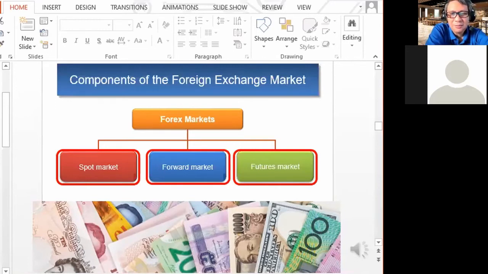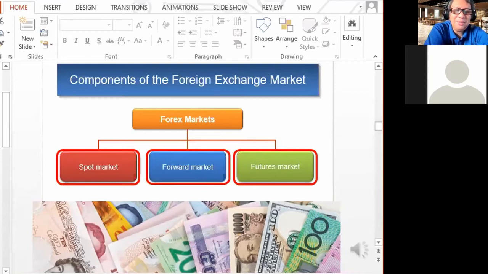Another market is what we call the forward market. Now, what is the forward market? This is related to our lesson later, the forward rate. Forward market actually involves forward contracts. It is an agreement between two parties, and they will agree on a future price of a commodity.